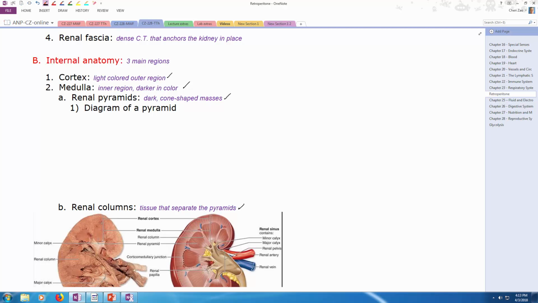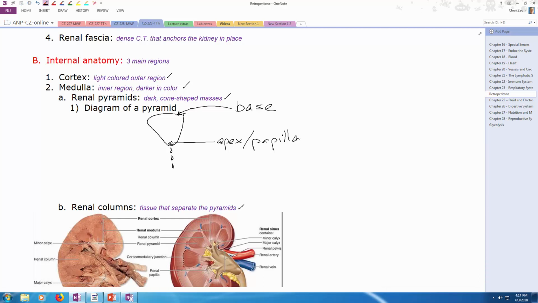Now, we're going to draw a pyramid, dark cone-shaped masses, and they are upside down. So that's a pyramid. So this little spot right here is our apex or papilla. This area here would be called the base. Even if it's upside down, that broad area is actually referred to as the base. From this pyramid and the papilla, you will actually have the final formation of urine. So urine will be drip, drip, dripping from that little tip right there. And we have to collect it.